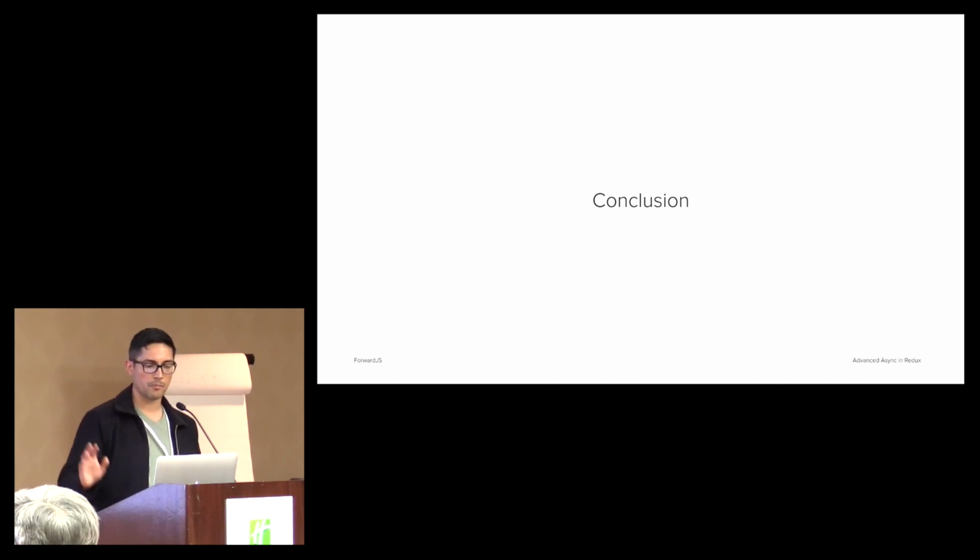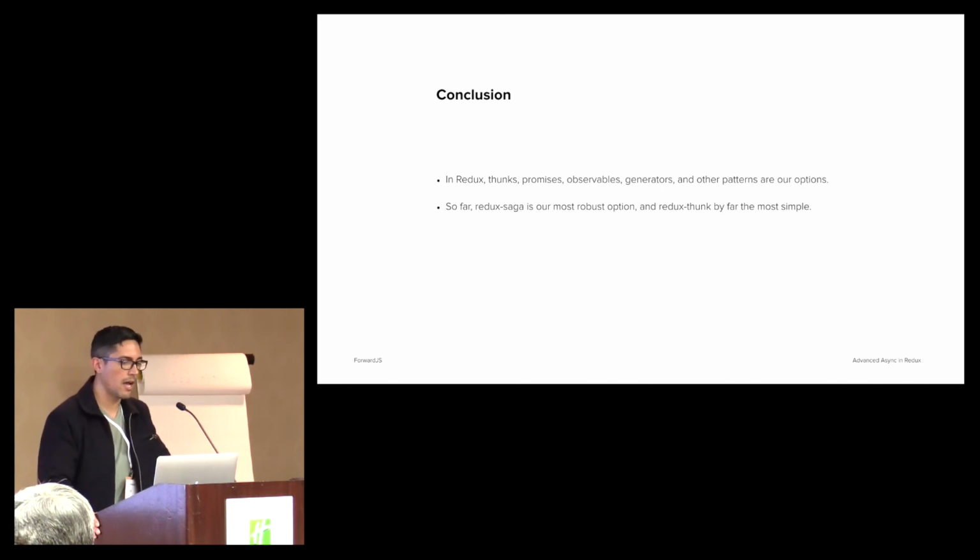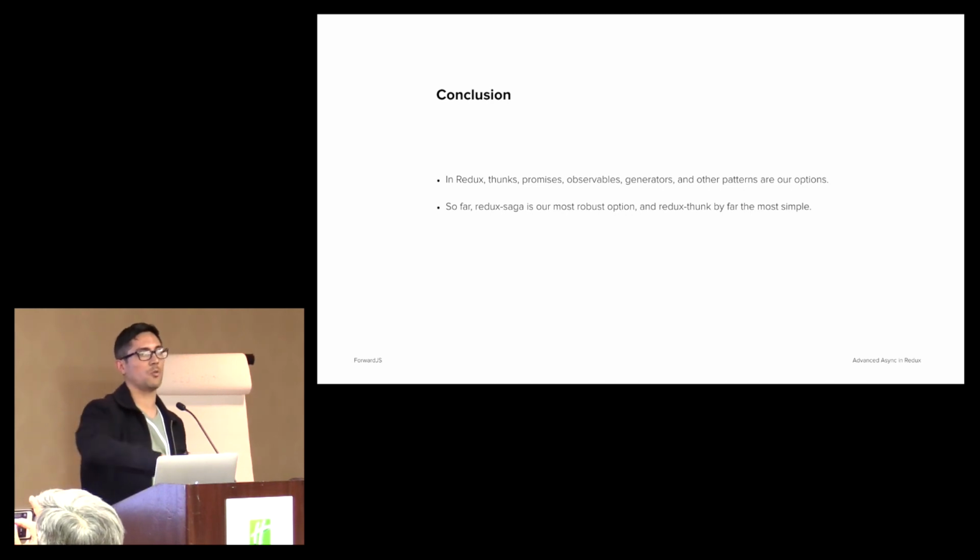So there are a lot of different options for async in Redux. Right now, I would look at Redux Saga if you want a really robust solution, my personal opinion. And if you really want something simple, then Redux Thunk is still cool. You can still use it. It still works just fine.